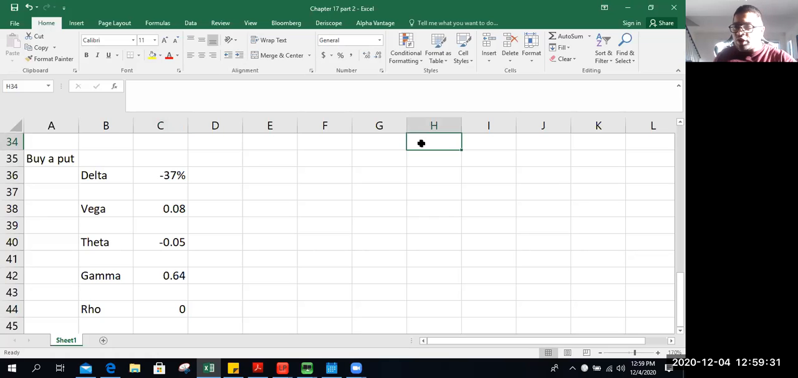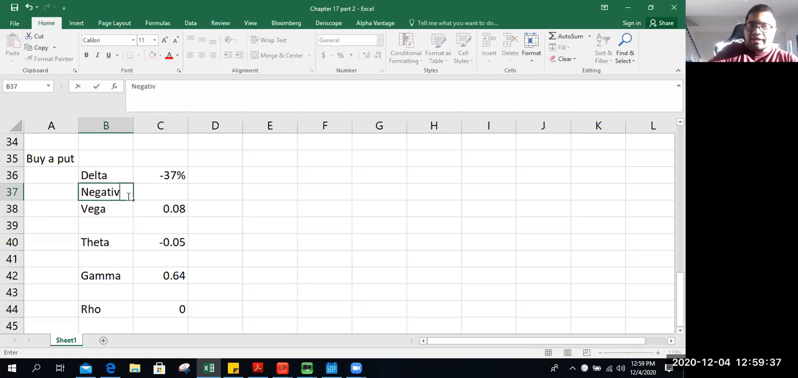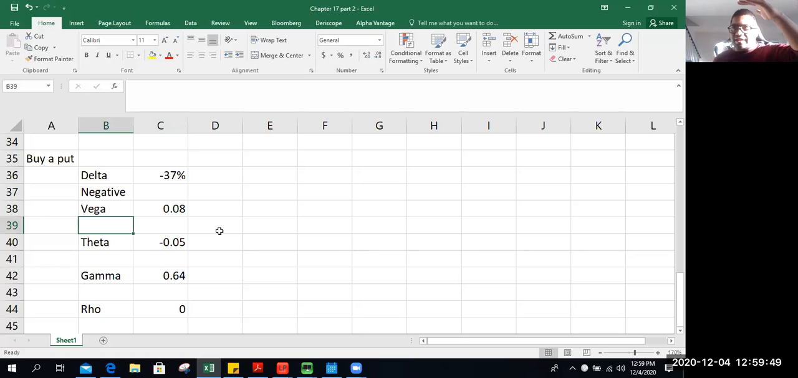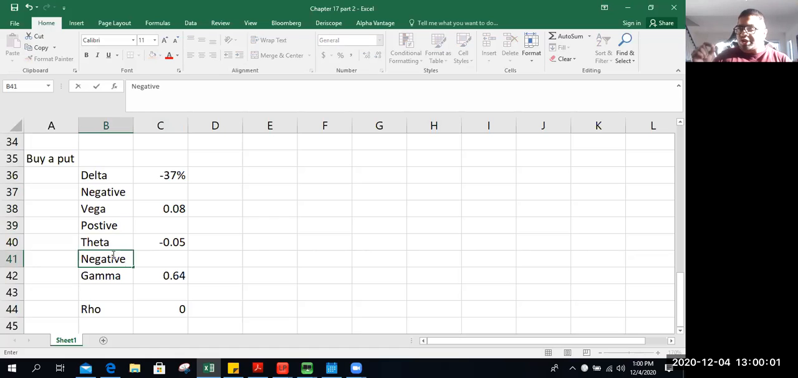Let me first explain what happens when you buy a put. When you buy a put, delta is always negative. That is, if the underlying price moves up, you lose money. If the underlying price moves down, you make money. Vega is positive. So if volatility goes up, you make money. If volatility goes down, you lose money. Theta is negative if you buy options. So each day you stay in this put position, you're going to lose 5 cents each day. Gamma is the adjustment that you have to make when the movements are large, and rho is interest rate sensitivity.